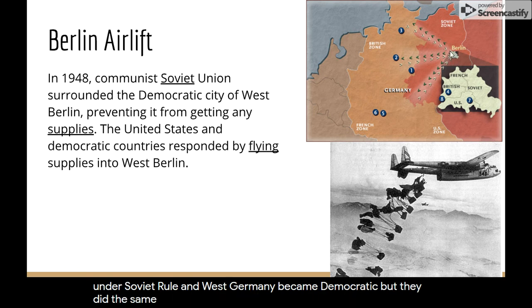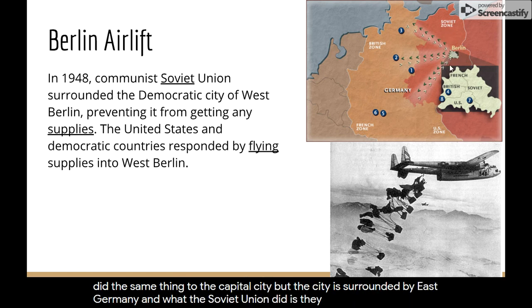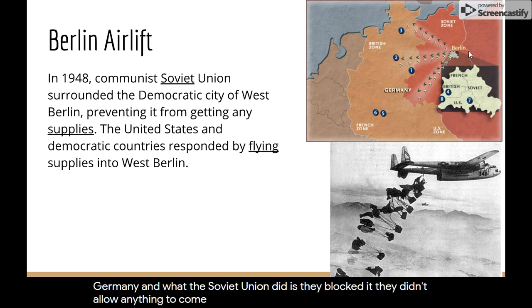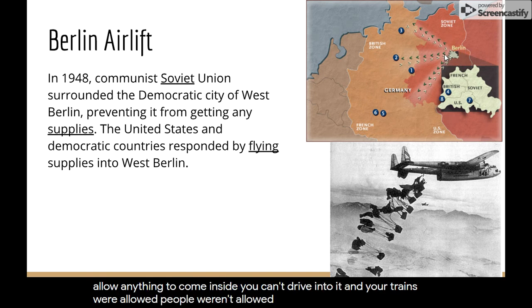But they did the same thing to the capital city, but the city is surrounded by East Germany, and what the Soviet Union did is they blocked it. They didn't allow anything to come inside. You can't drive into it. No trains were allowed. People weren't allowed to leave. So essentially, people here didn't have food.